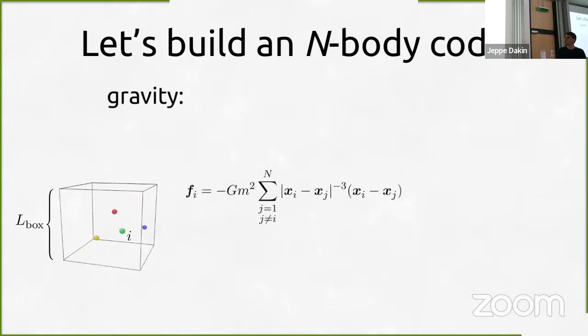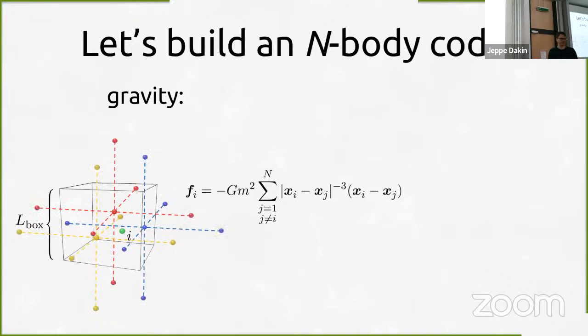That's fine. Then we add gravity. So here's the gravitational force on particle I. It's the usual 1 over r squared. Here x, but I tend to say r, whatever, 1 over r squared. But this now is complicated because the box is periodic. So the force also goes through the box periodically.